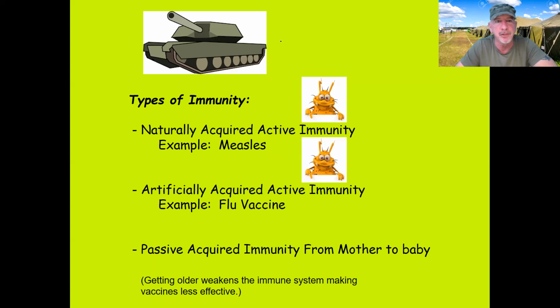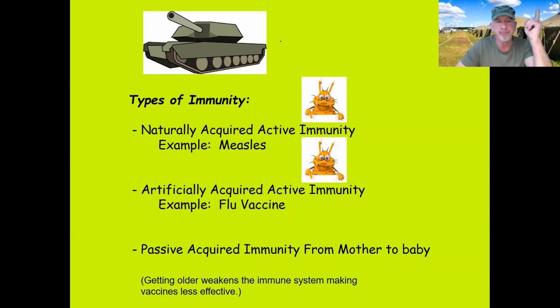A second type is when we actually get the vaccine. Now here again, this is an artificially acquired immunity because it's artificial, right? We faked it. And this is where we usually take the dead pathogen and inject it into your body to make your body create an immune response against it.